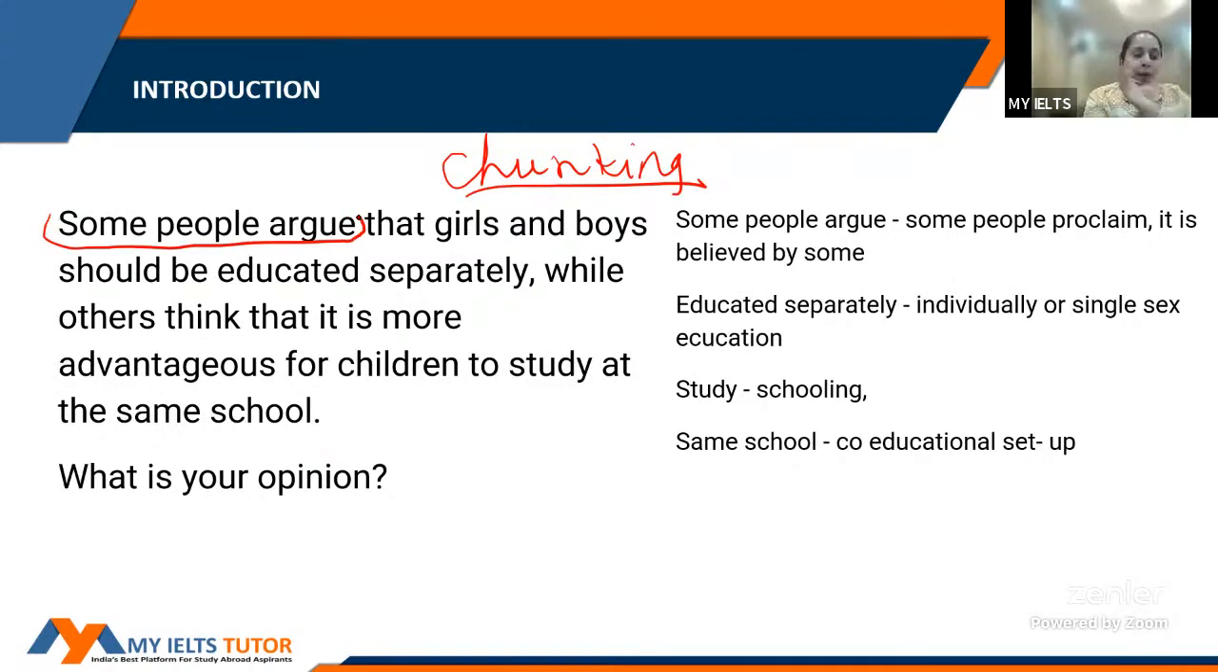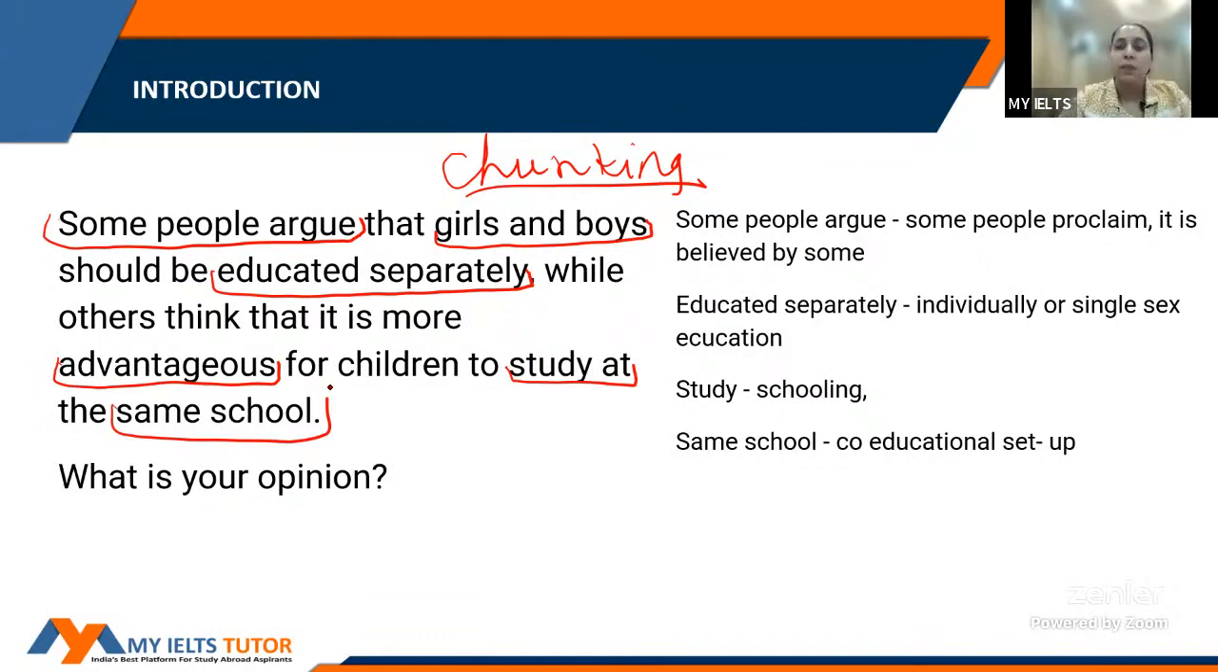Chunking means breaking down the statement into some parts. Some people argue girls and boys should be educated separately. Others think it is more advantageous for children to study at the same school. So I have chunked the information. Now I will think about some parallel meanings. What are the parallel meanings?